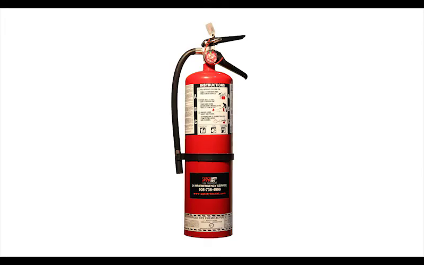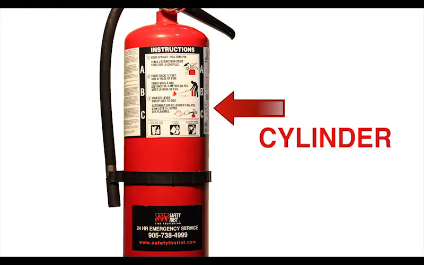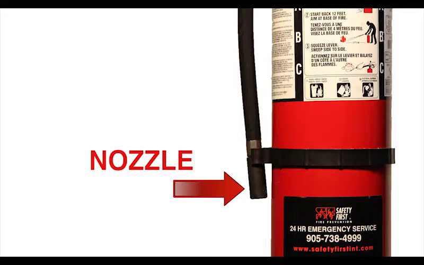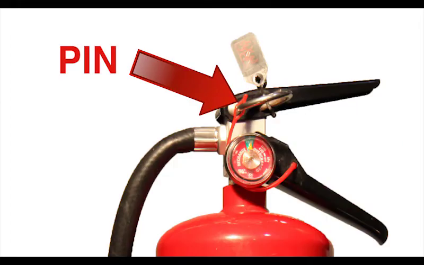Here are the parts of the fire extinguisher: the cylinder, the regulator, nozzle, pin, and handle.